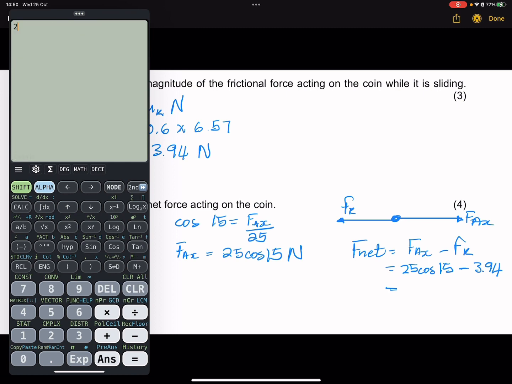So 25, the cos of 15, minus 3.94. Right, I get a value of 20.21 newtons. All right, so that's the value of our net force in this case.